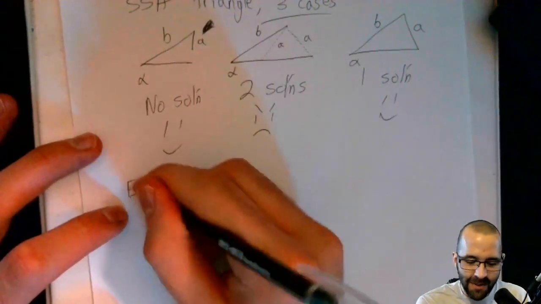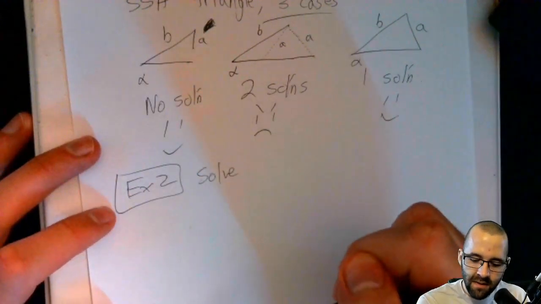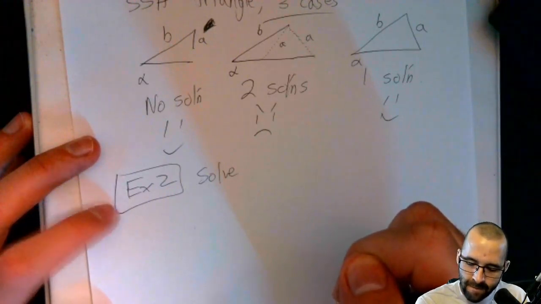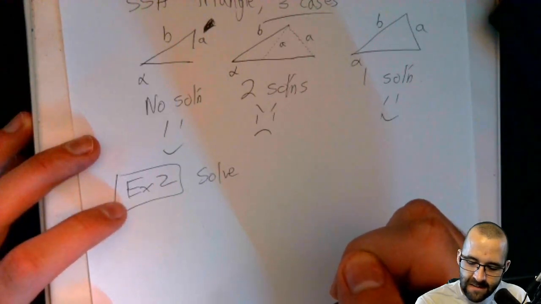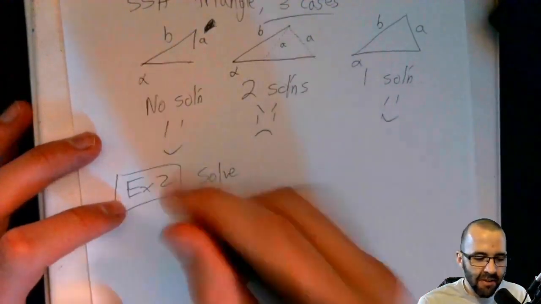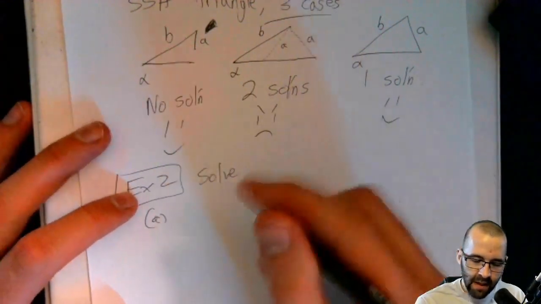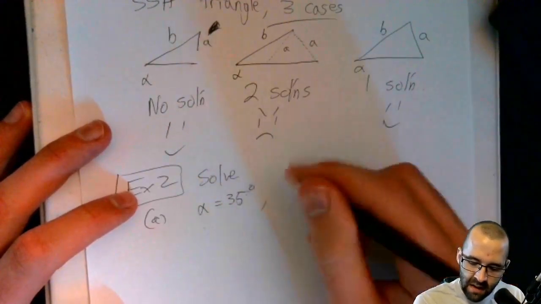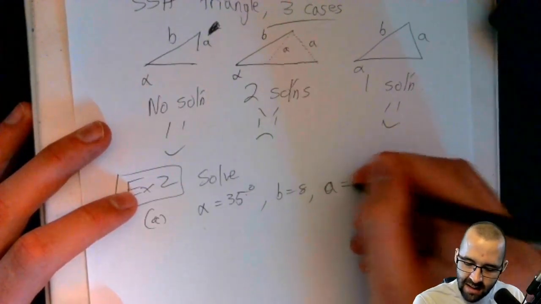All right, so let's do example 2. I'm just looking at my notes right now. We'll cover that next time. Sort of skipped something. All right, so solve the following triangles. Part A. Let's solve a triangle where alpha is equal to 35 degrees, B is equal to 8, and A is equal to 6.